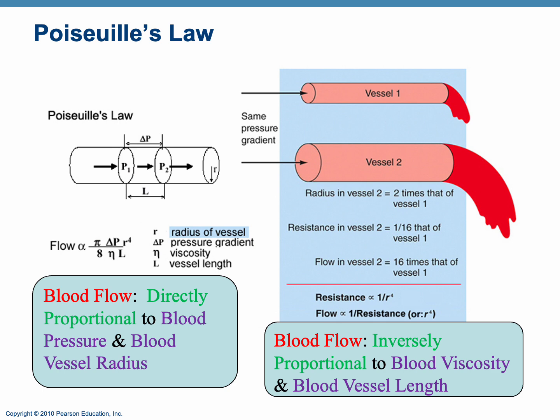Continuing to look at this law so we have a good understanding of it. Again, we look at the overall Poiseuille's law, and a couple things. First, the idea that blood flow is directly proportional to the blood pressure and the blood vessel radius, while blood flow is also inversely proportional to the blood viscosity and the blood vessel length.